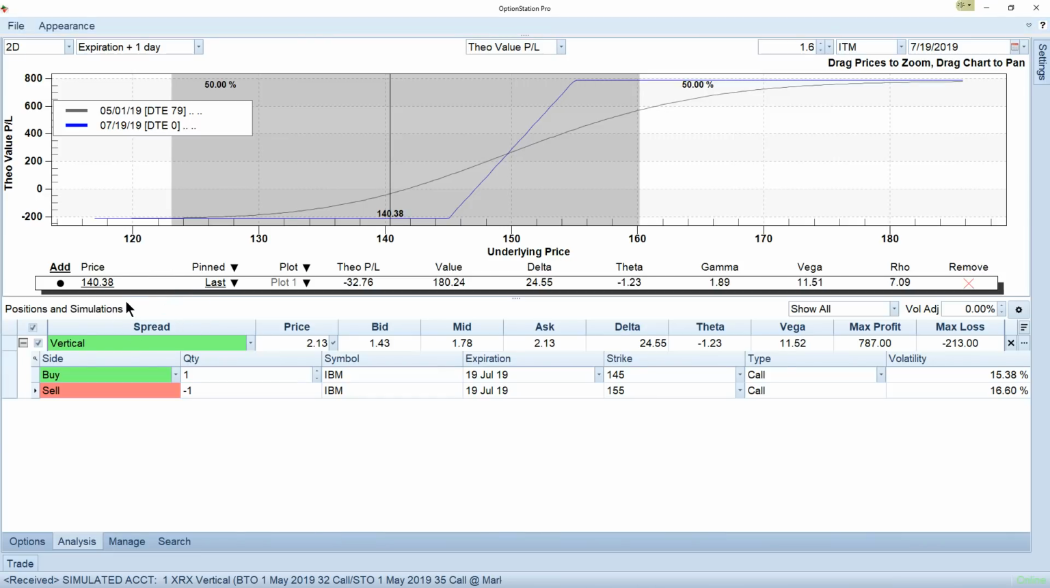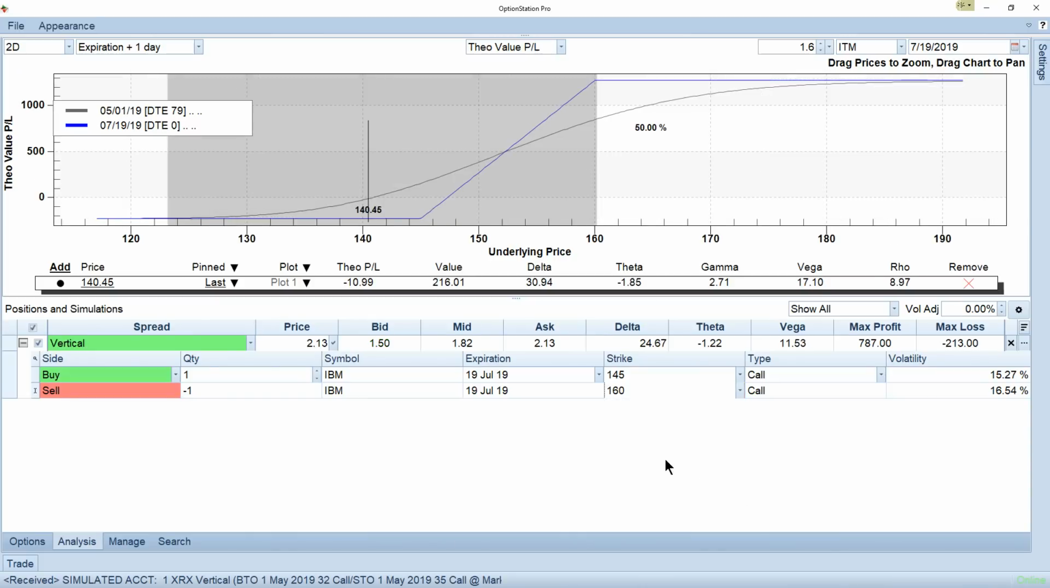The current price of that stock is 140.38, and when you look at the delta, it's giving you a delta of 24.55, okay? So normally you would want the delta to be a little better than that. So what if I was to do 160, which is the next strike? If I do 160, my delta becomes 30.